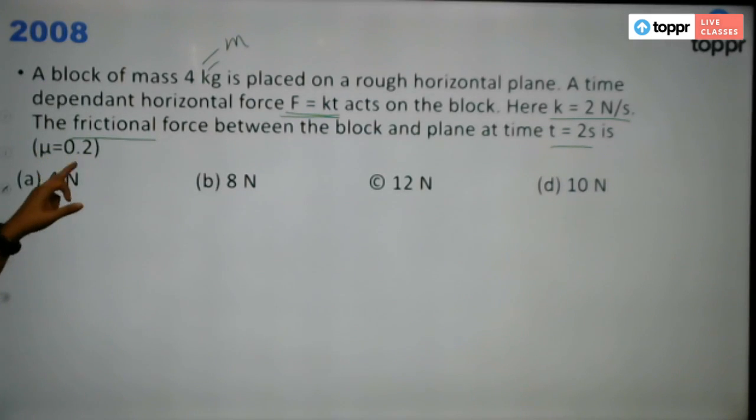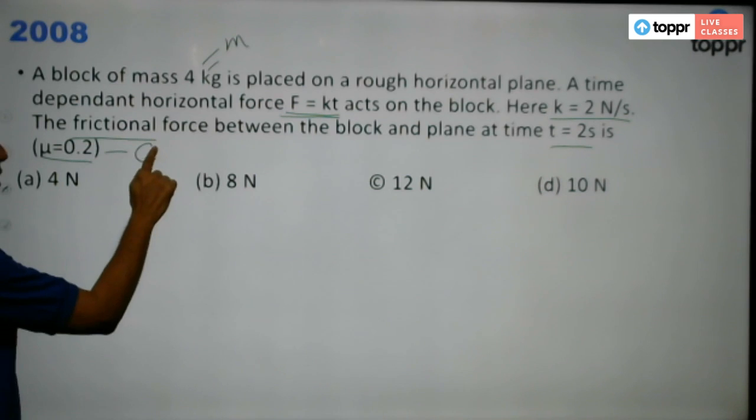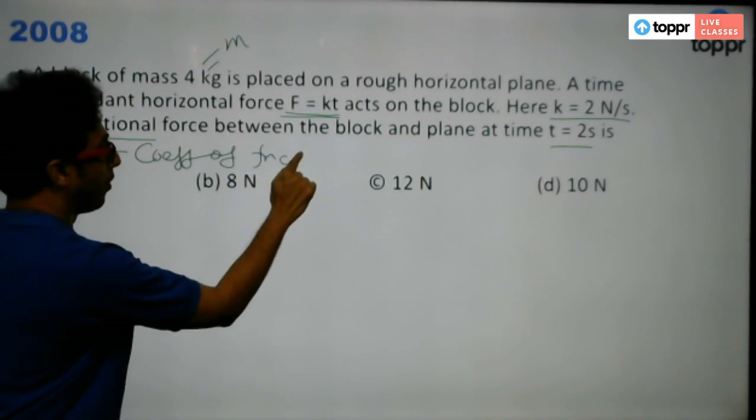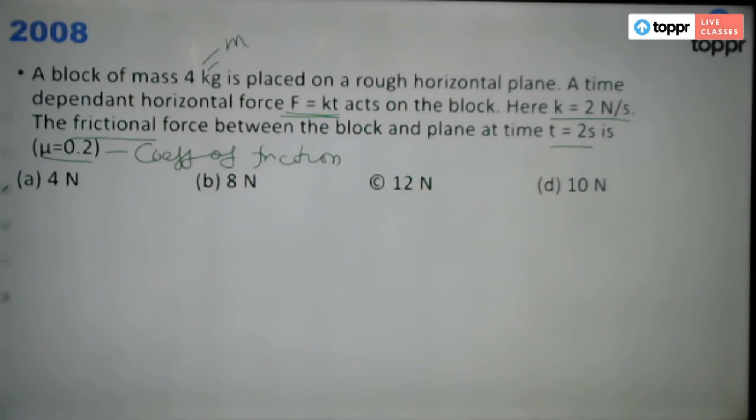And mu is also given. What is mu? That is nothing but the coefficient of friction. Okay. Before jumping into the problem, first understand how frictional force works.